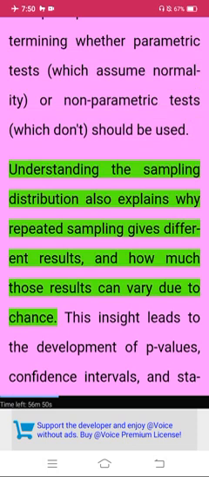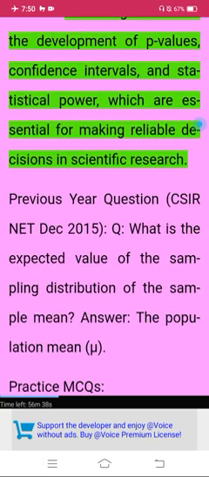Understanding the sampling distribution also explains why repeated sampling gives different results, and how much those results can vary due to chance. This insight leads to the development of p-values, confidence intervals, and statistical power, which are essential for making reliable decisions in scientific research.